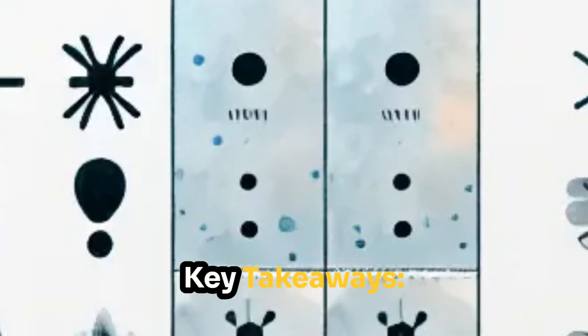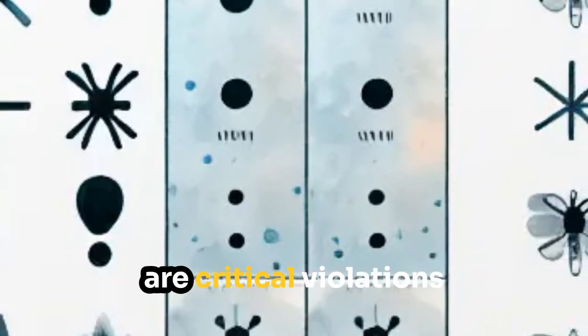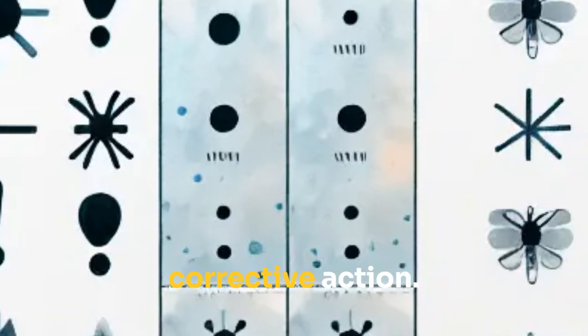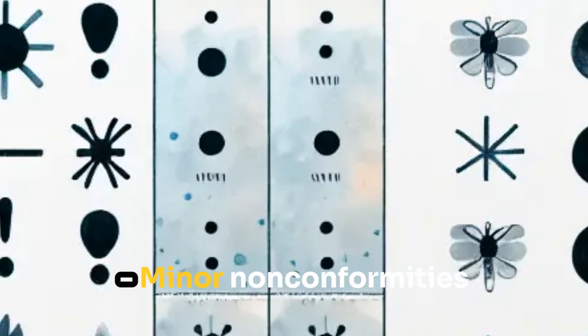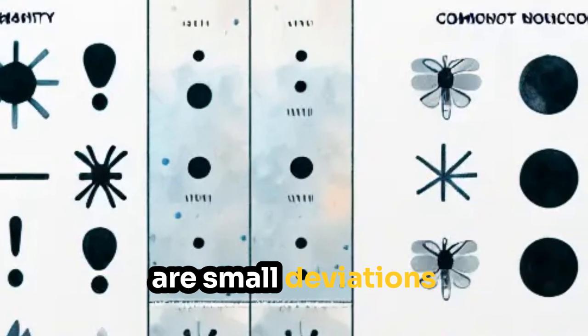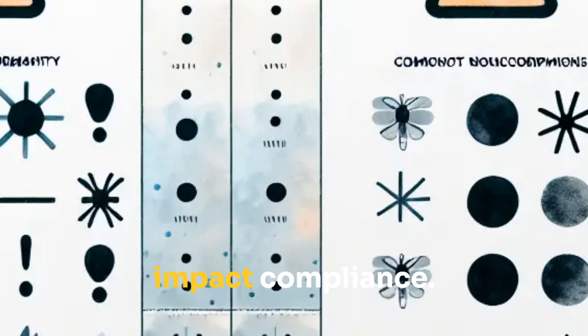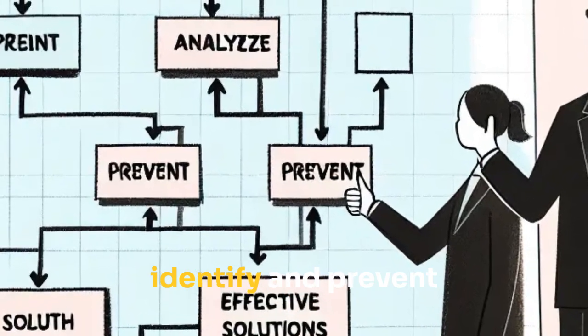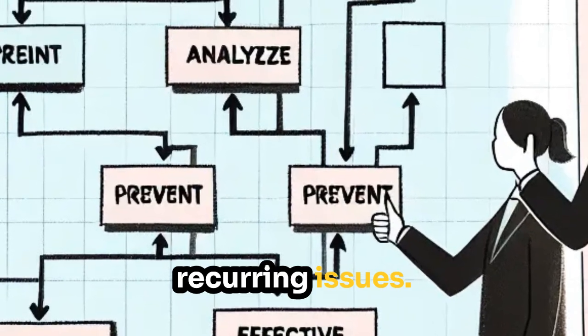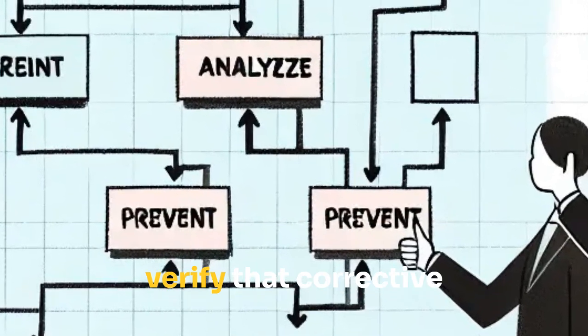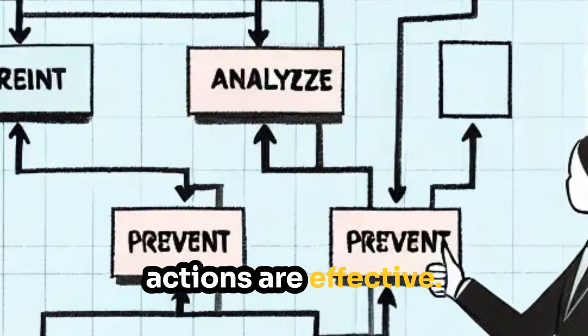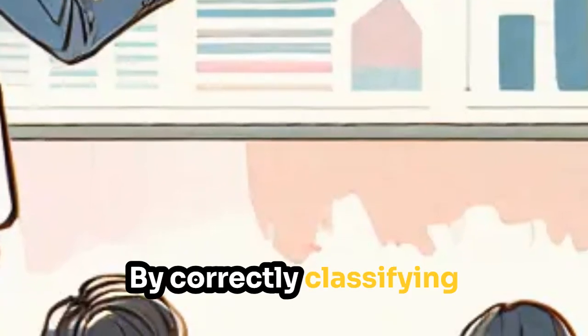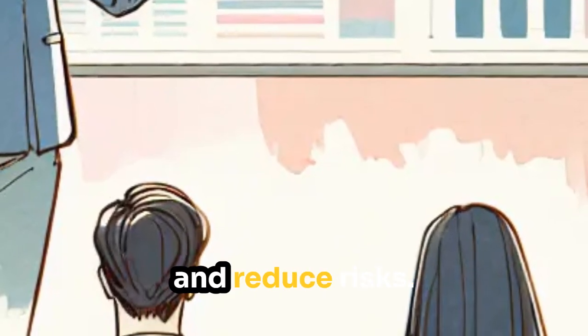Key takeaways: major nonconformities are critical violations that require urgent corrective action. Minor nonconformities are small deviations that do not immediately impact compliance. Root cause analysis helps organizations identify and prevent recurring issues. Follow-up audits verify that corrective actions are effective. By correctly classifying and addressing nonconformities, organizations can improve quality, enhance compliance, and reduce risks.